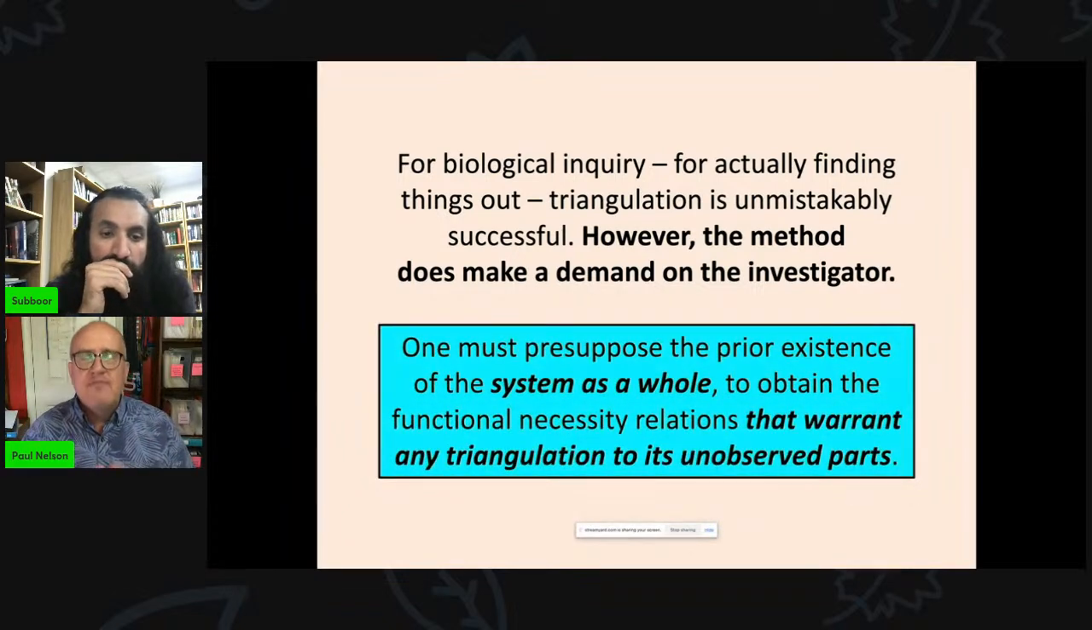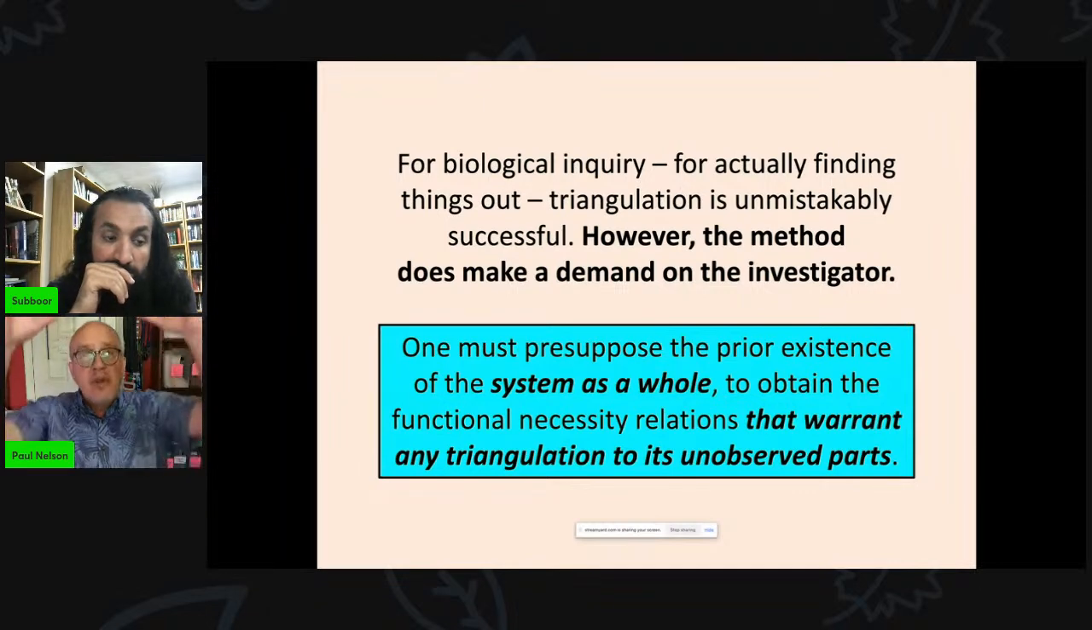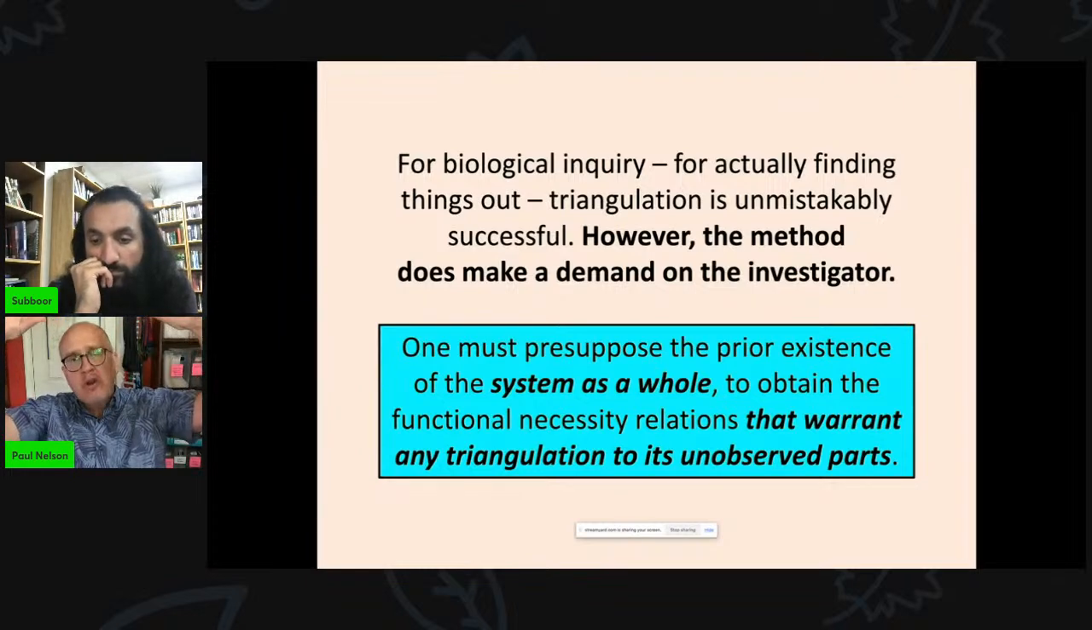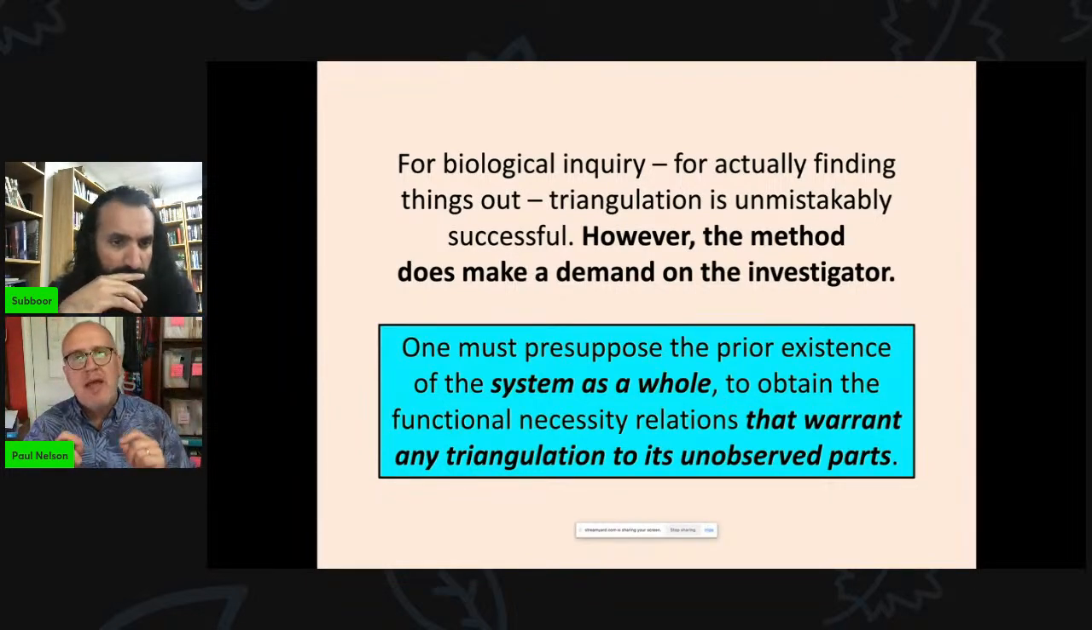This method of design triangulation makes a demand on the investigator. Namely, you have to start with the system as a whole. You have to start with the upper level, because it's the upper level and its interactions that warrants the inferences to the things that you haven't yet seen. And this is why, and I don't mean any disrespect by saying this, he's one of my heroes, but Crick was a better biologist than he was an atheist because he let the biology lead him, not the demand for a materialistic parts-first story.